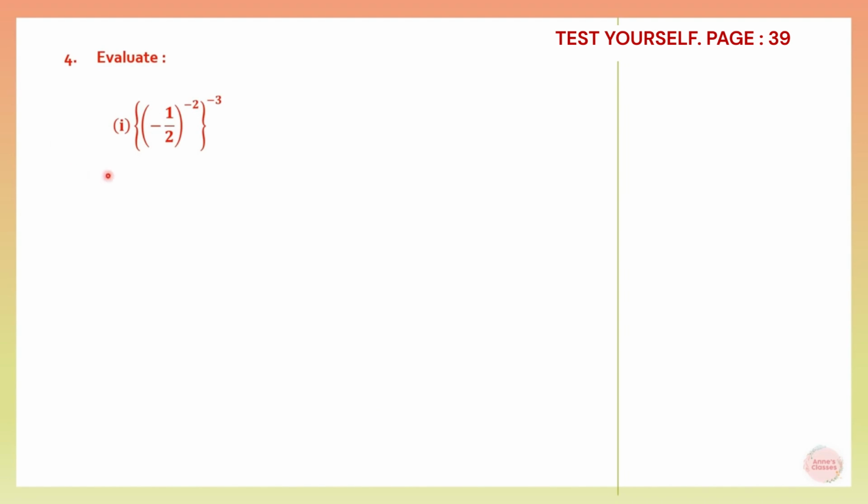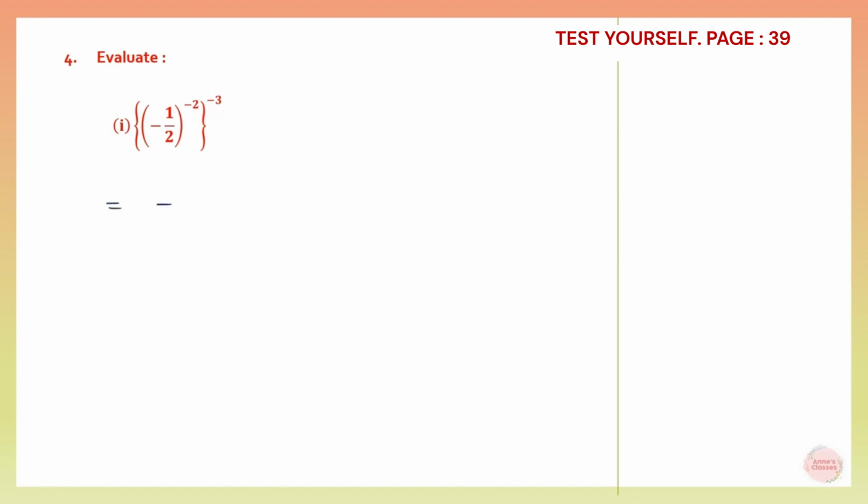Question 4. Evaluate. Here we have minus 1 by 2 raised to the power of minus 2, and that whole thing is raised to the power of minus 3. First, let's work on the powers. So here you can use a law of exponents and multiply the powers. So minus 2 into minus 3 you can multiply. That becomes plus 6.